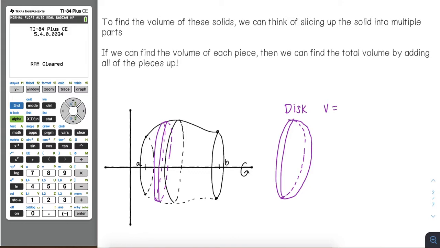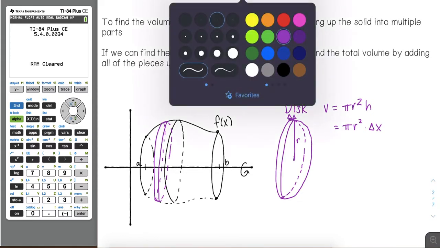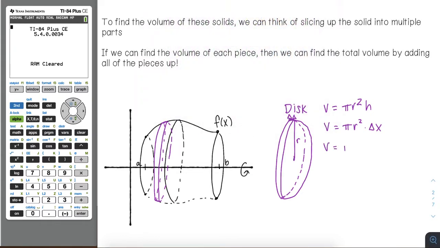The volume of a disc is just the area of the base, so in this case it would be pi r squared, where our radius is right here, times the height. The height in this case, since we are along the x-axis, would be a delta x. So we would get pi r squared times delta x. If we let the graph we rotated be f of x, our volume for one disc becomes pi, and the radius would just be the height of the function, so f of x squared, times delta x.